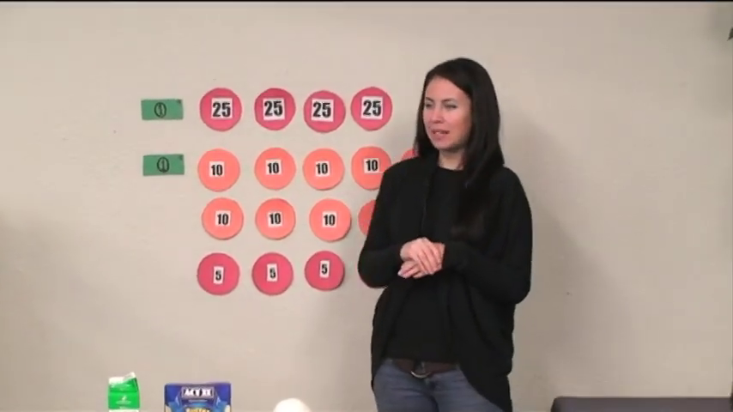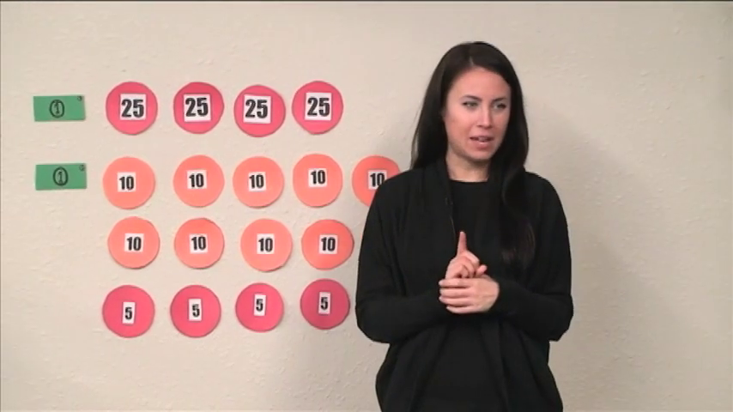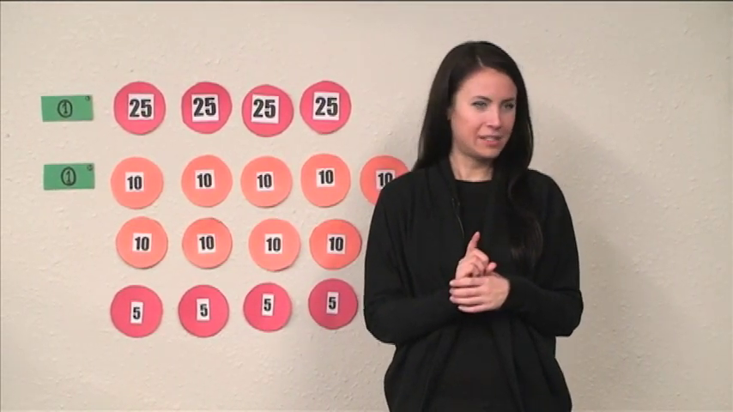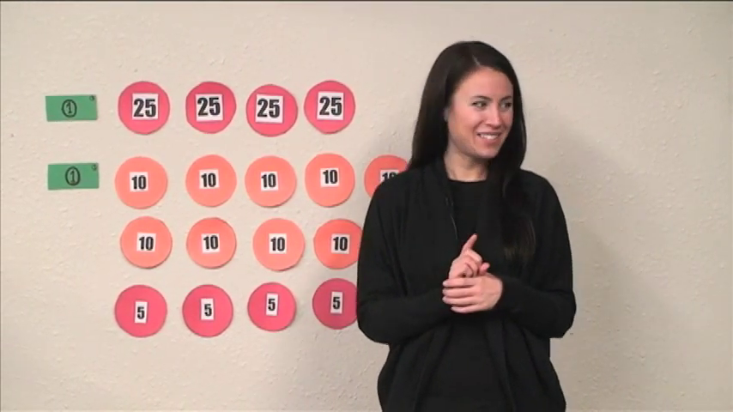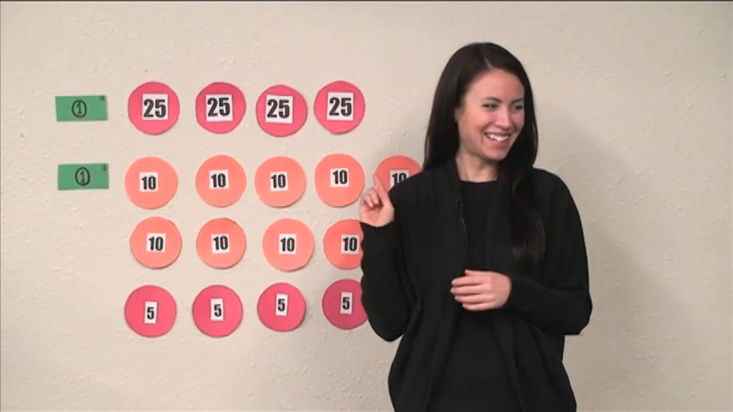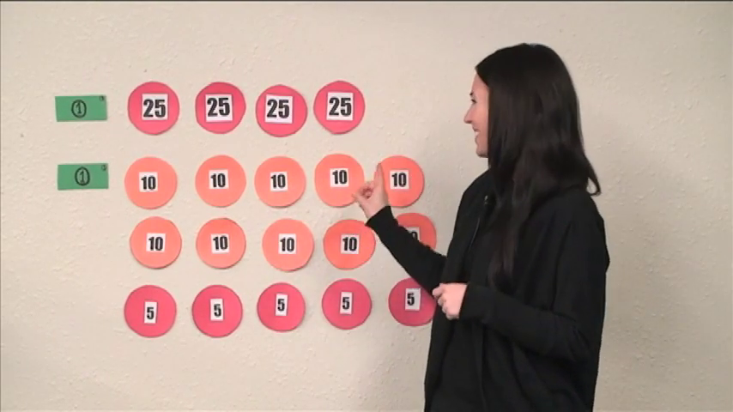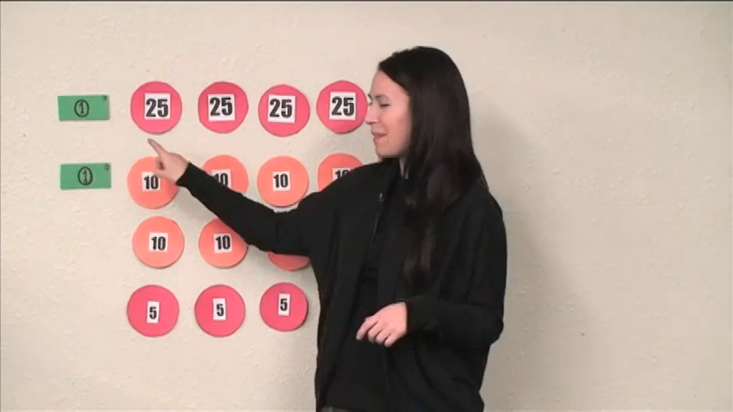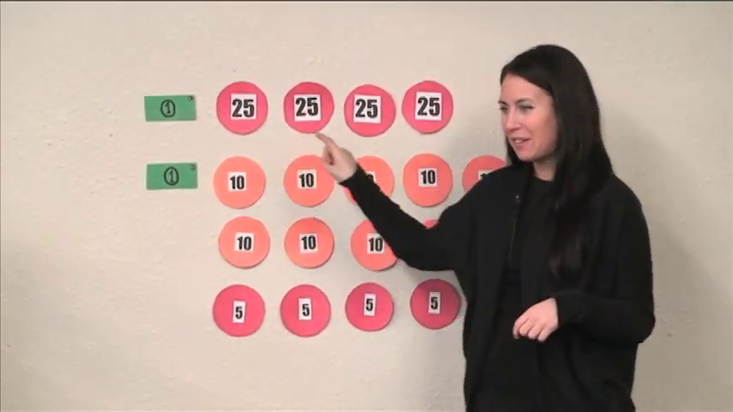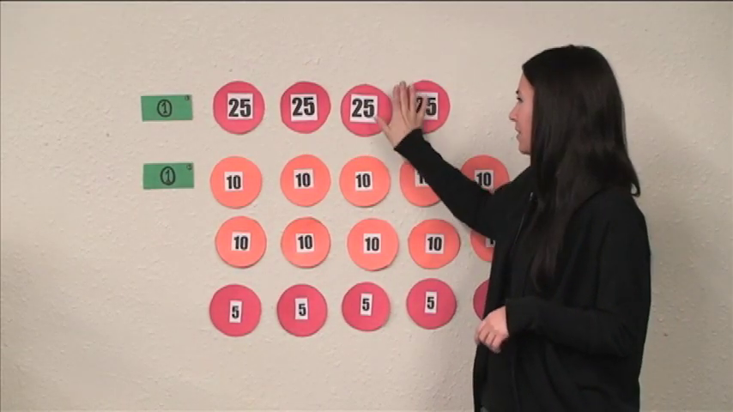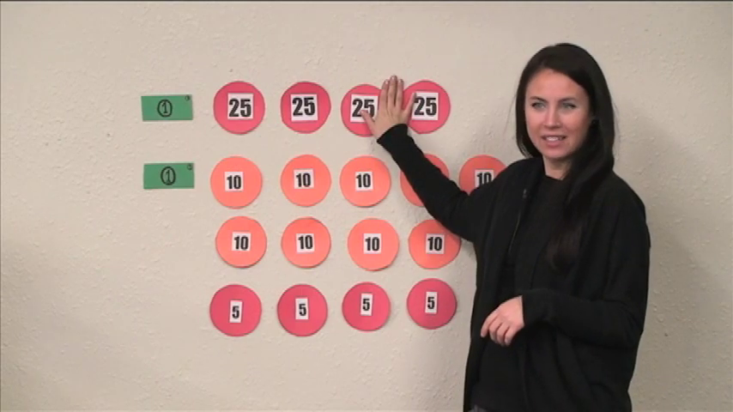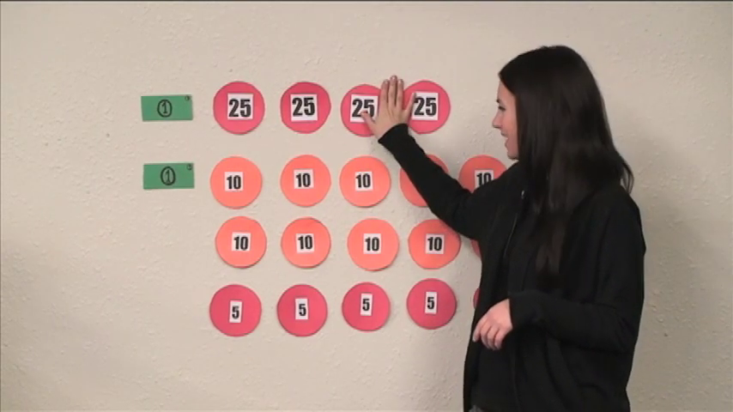So can anybody tell me one way they know you can make a dollar using coins? Does anybody know? 4 quarters. 4 quarters. Did you see that on the board? Yeah, that's the first one we have here. So you can make a $1 bill by having 4 quarters. What if you just had 2 quarters? 50 cents. 50 cents. Good job.